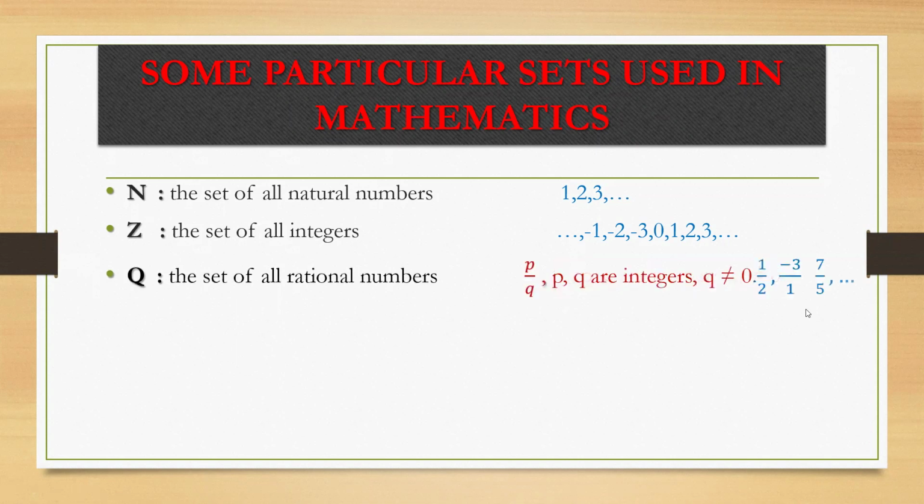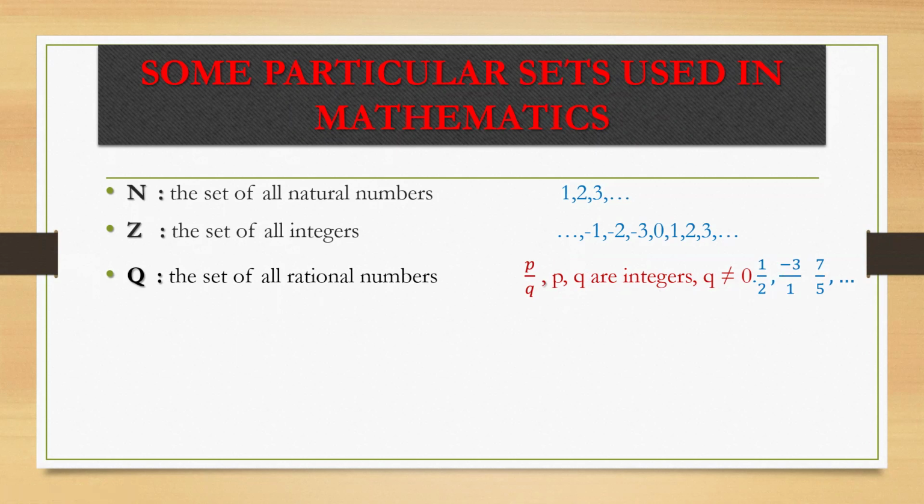So here we are taking some examples. See, 1 by 2 is a rational number. Minus 3 by 1 can be written also as minus 3, right? Then minus 3 is an integer and also it is a rational number. 7 by 5, etc. All these are examples of rational numbers.